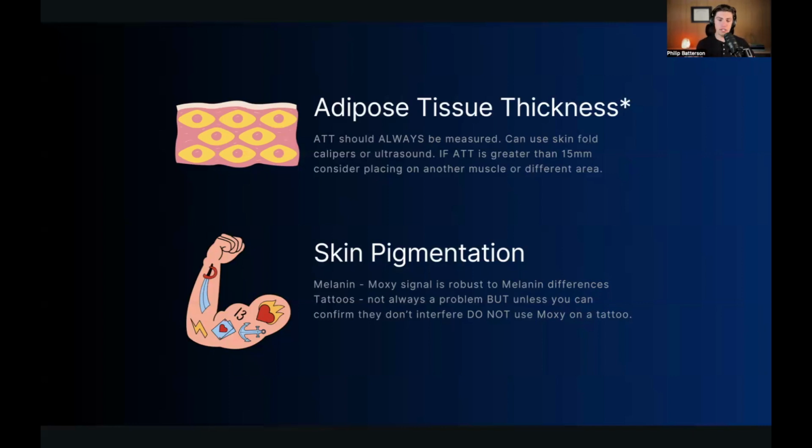Another thing we need to be aware of is skin pigmentation. The Moxy signal is pretty robust to melanin differences. So from really light colored skin all the way to really dark colored skin, that doesn't seem to affect the overall signal of the Moxy device. However, tattoos, which are ink added to the layer of skin or just under it, are not always a problem, but they can be, and I'll highlight that in just a couple of slides. So we recommend, unless you can confirm that the tattoo does not interfere with the Moxy signal, don't use the Moxy on a tattoo, and I'll show you why in just a second.